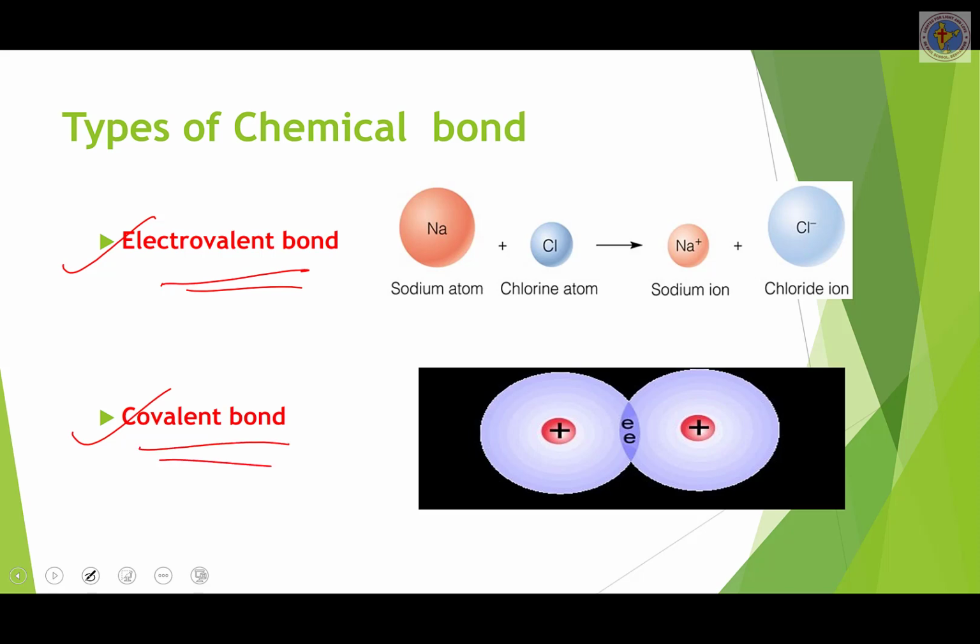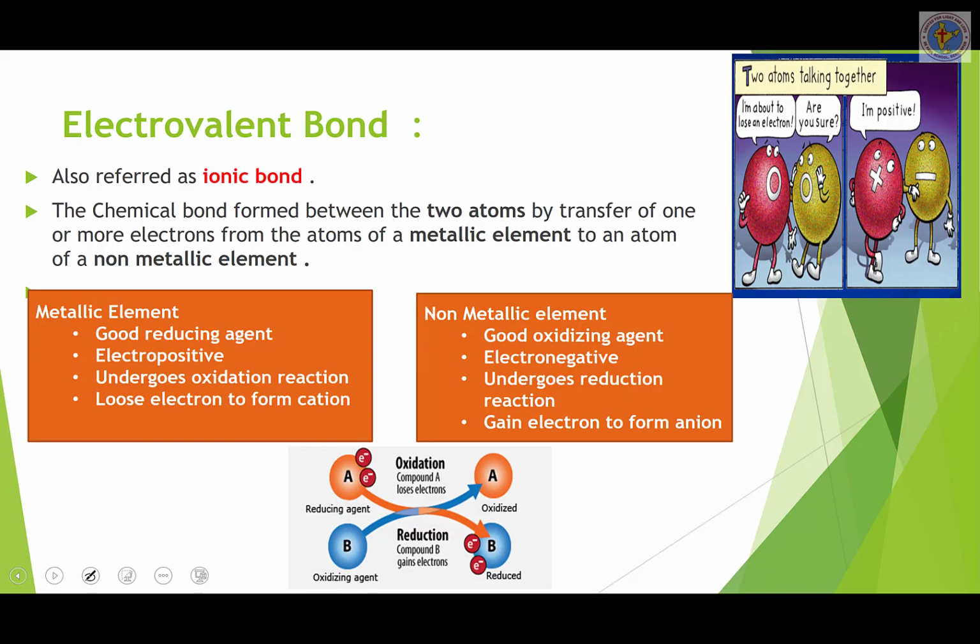But what about covalent bond? Covalent bond is formed by sharing of the electrons. Okay. Now we will know more about this. We will learn about electrovalent bond in this video, but we will learn more about covalent bond in the part 2 video. Okay. Children, let us know what we mean by electrovalent bond.